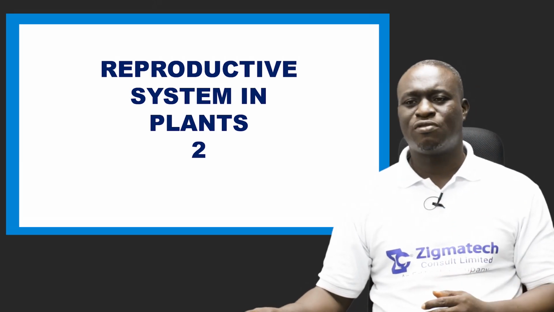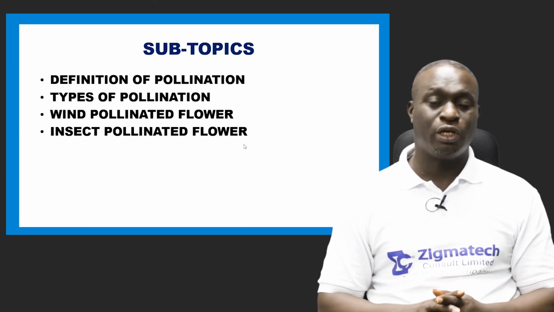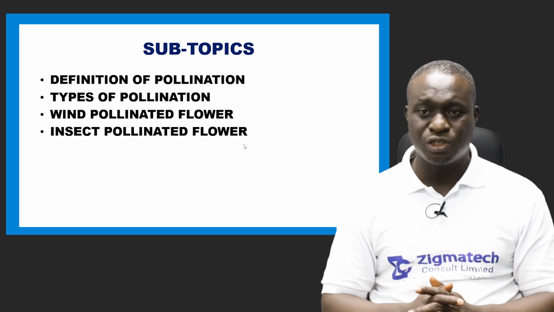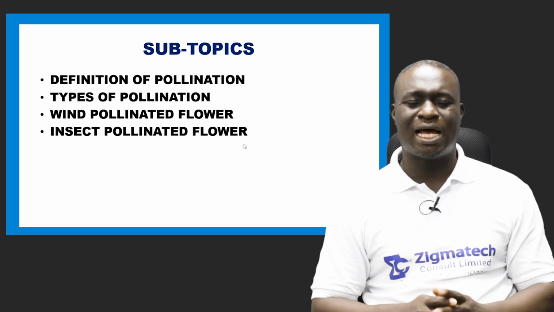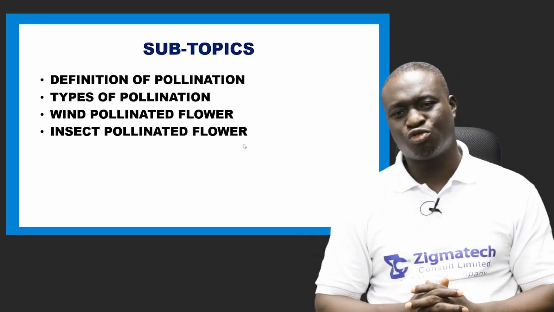Now, these are some of the subtopics we're going to be looking at. We're going to define pollination. We're also going to be looking at the types of pollination. We're also going to describe wind-pollinated flowers as well as insect-pollinated flowers. We're going to do a big description on them.